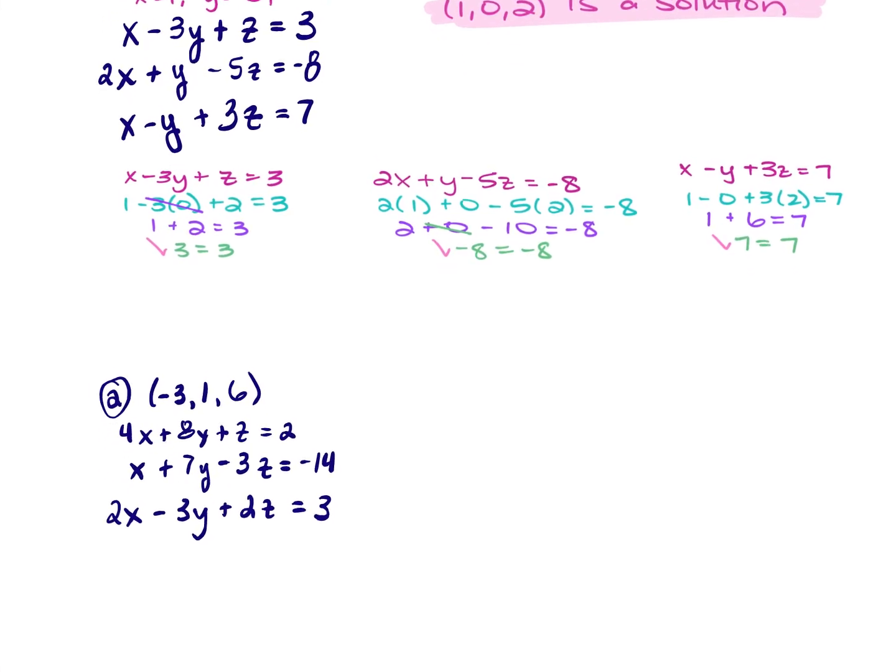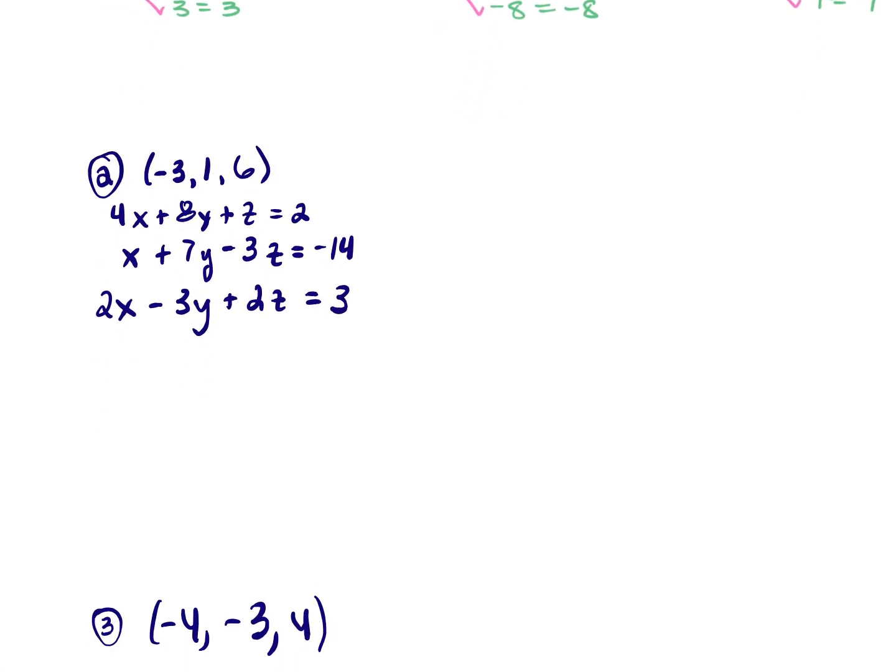For number 2, it gives you the ordered triple of -3, 1, and 6. So we have the first equation, that's 4x plus 8y plus z is equal to 2. Then x plus 7y minus 3z is equal to -14. And 2x minus 3y plus 2z is equal to 3. So we're going to start with the first one. So we're told that x is -3, y is 1, z is 6. So starting with the 4x plus 8y plus z is equal to 2.